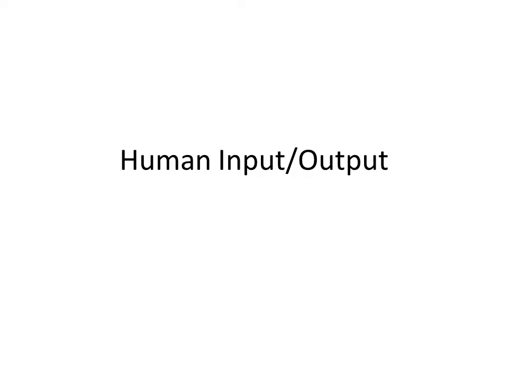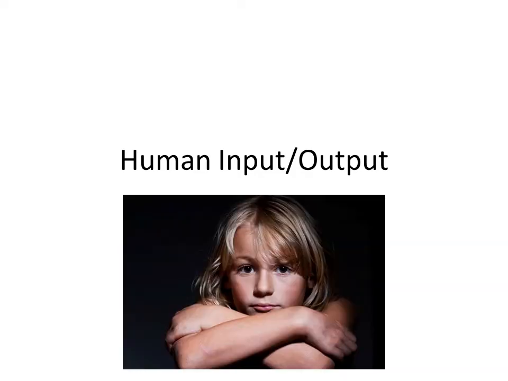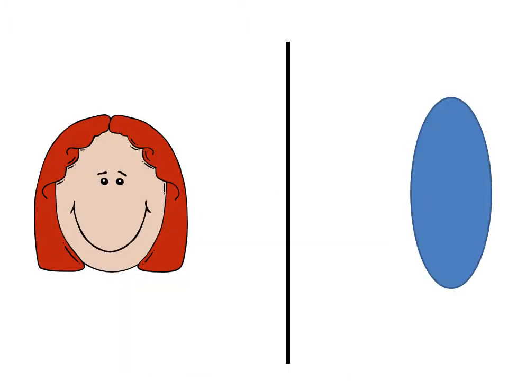Okay, this is about human input and output. After we've done all of our collection of things that are problems, we need to look at how people actually receive and generate information so that we can deal with that appropriately.